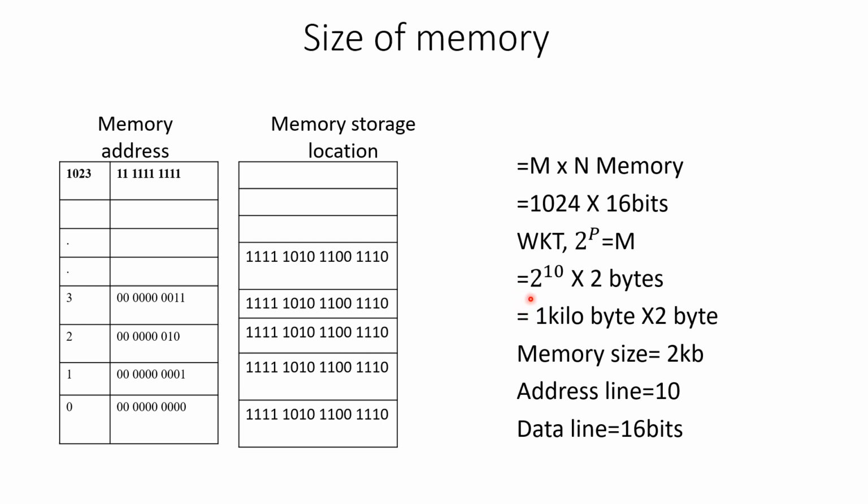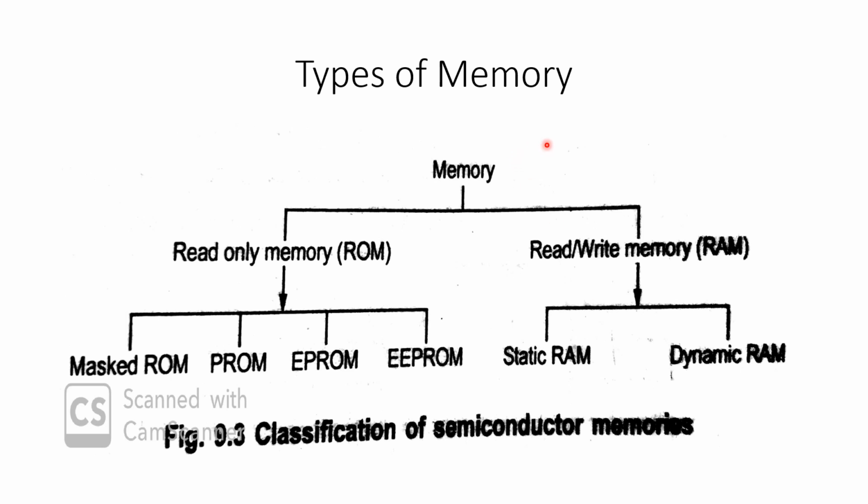2 power 11 is 2 kilobyte, 2 power 12 is 4 kilobyte, like that we can mention. So 2 power 10 equals 1 kilobyte, into 2 bytes, which is equivalent to 2 kilobytes. So the memory size is 2 kilobytes, which has 16 bits of data in each memory location. The address line is 10, equivalent to p, and the data line is 16 bits, equivalent to n.